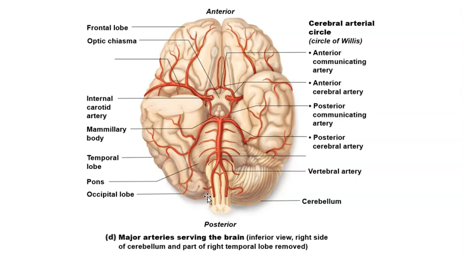In this diagram, we see that the internal carotid arteries and the vertebral arteries are the arteries that feed into the cerebral arterial circle, all three of which deliver blood to the brain.